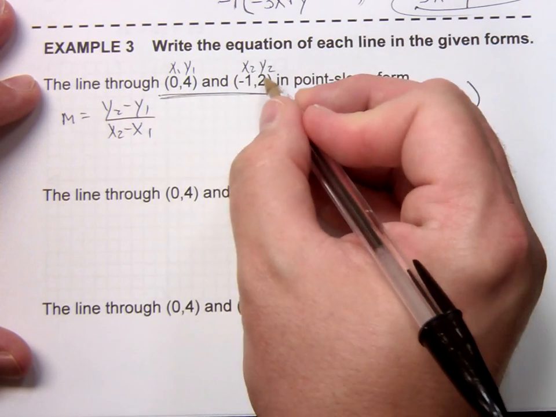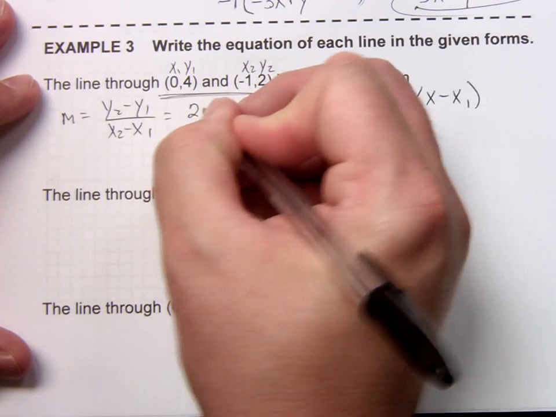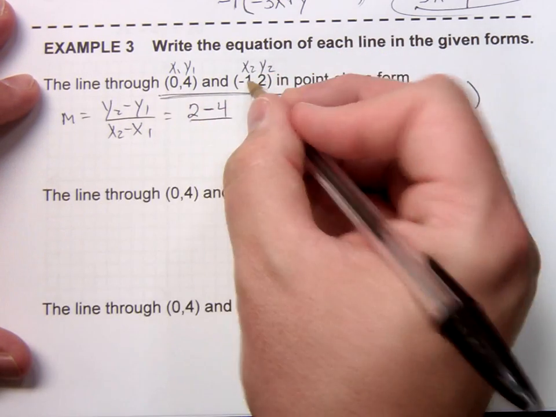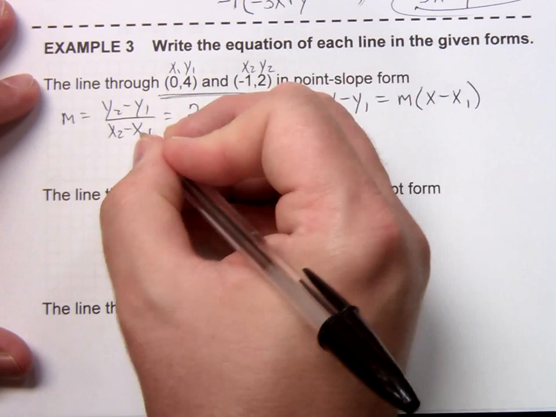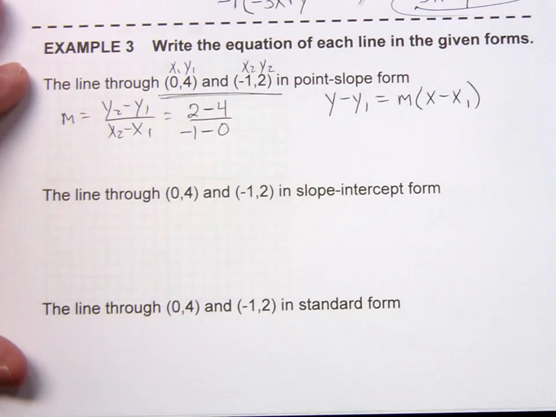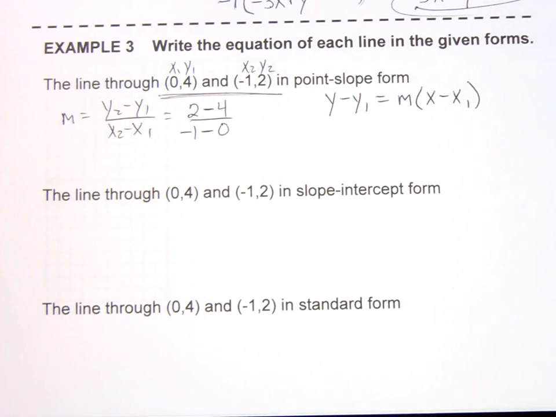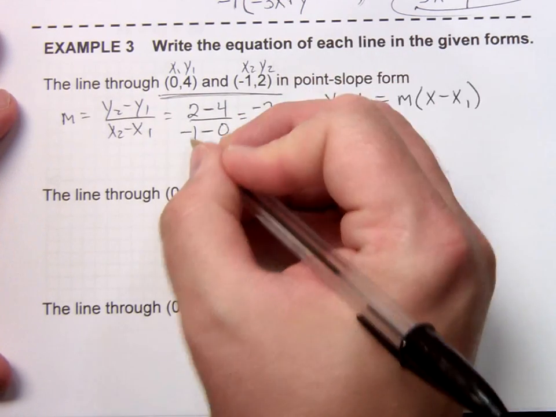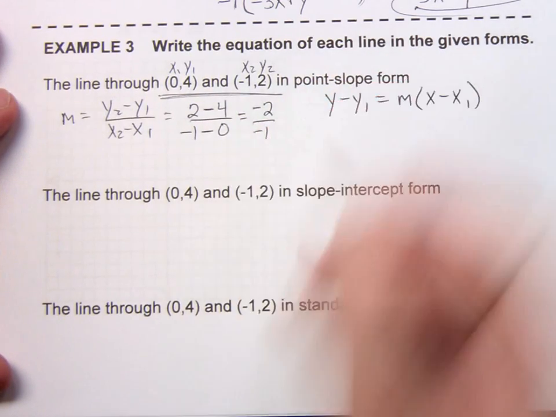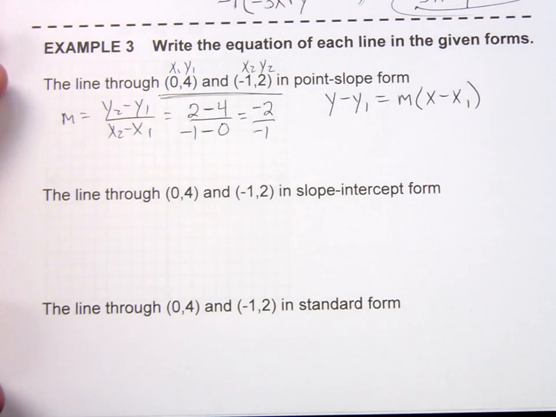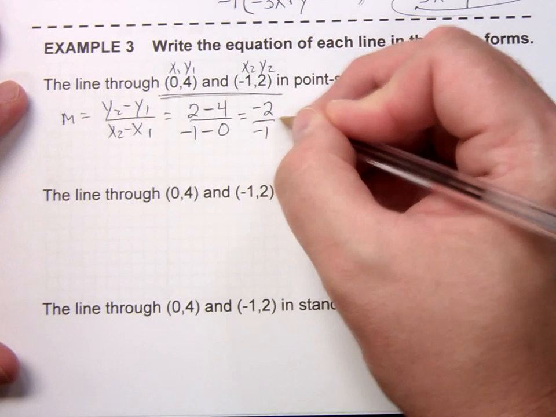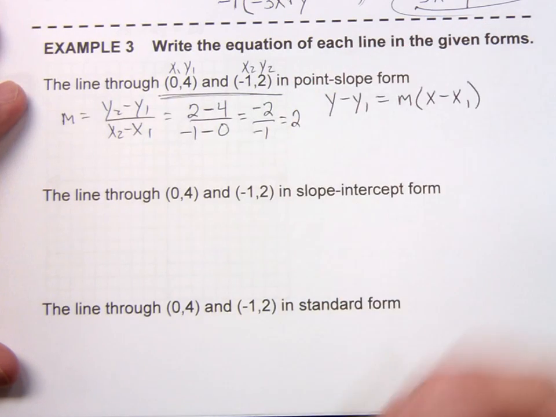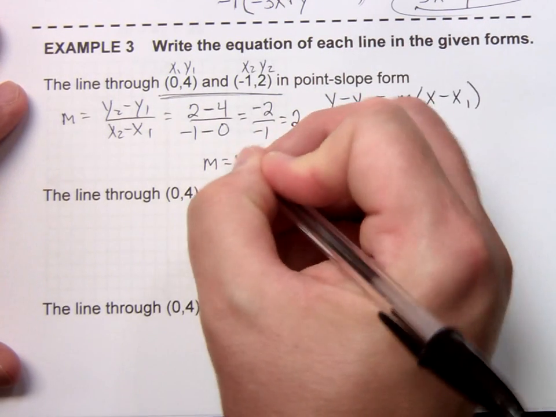So y2 is 2, y1 is 4, x2 is negative 1, and x1 is 0. So I got everything substituted in. 2 minus 4 is a negative 2. Negative 1 minus 0 is still negative 1. And then we can do our division. A negative 2 divided by a negative 1. A negative divided by negative is positive, and 2 divided by 1 is 2. So we just found out the slope is 2.